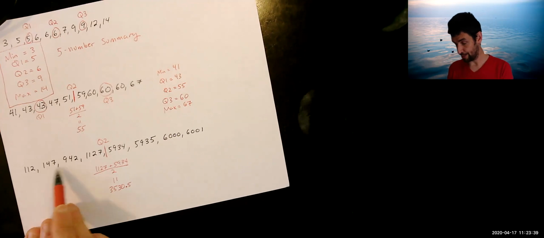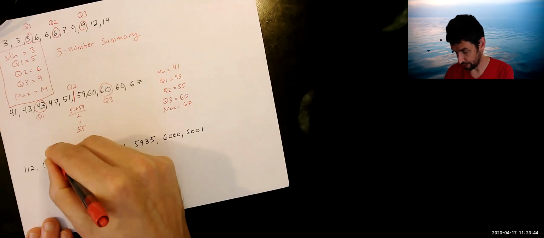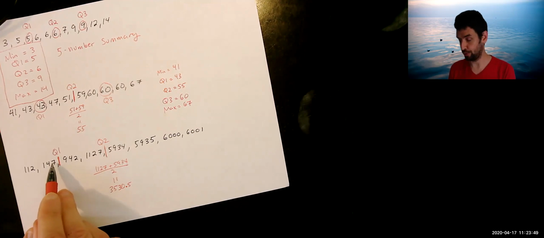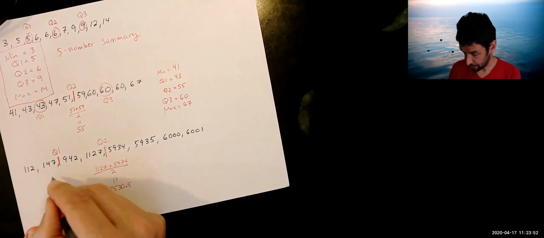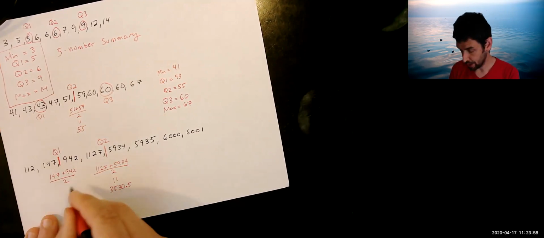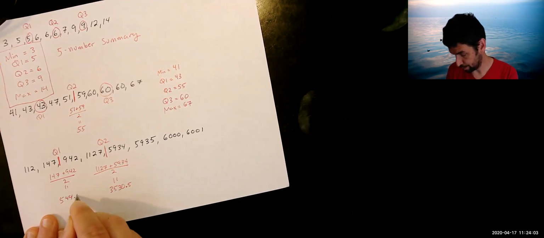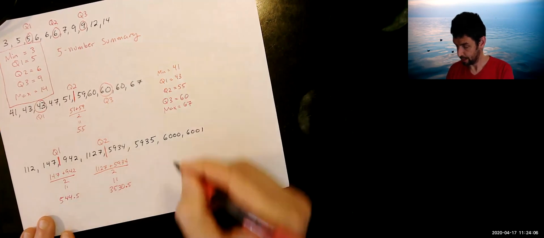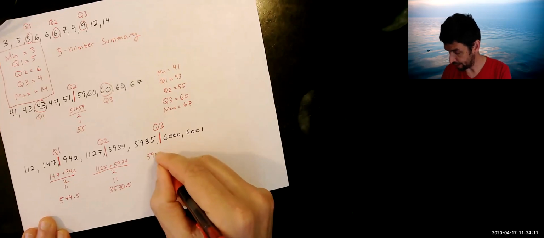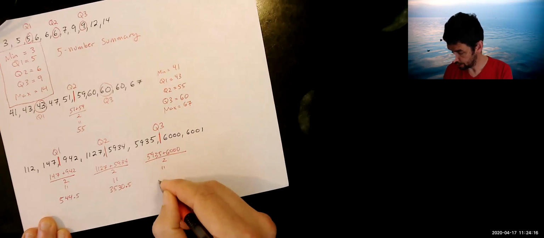So now I look at the bottom half and notice again, I have an even number, so I have to do the same thing. There's 4 pieces of data, so there's no number in the middle, but I can split between the 2nd and 3rd pieces of data. And so I would add 147 plus 942 and divide by 2. And this gives me 544.5. And then I do the same thing up here for Q3. I add together 5,935 plus 6,000, divide by 2, and I get 5,967.5.